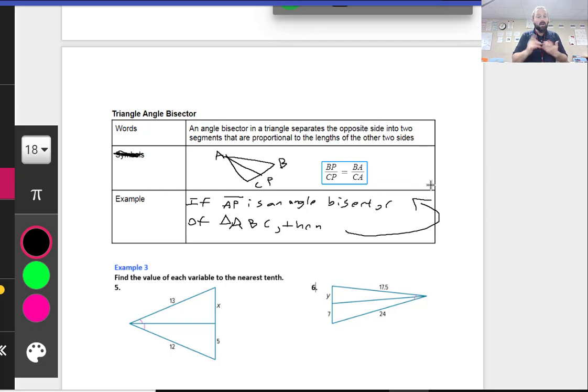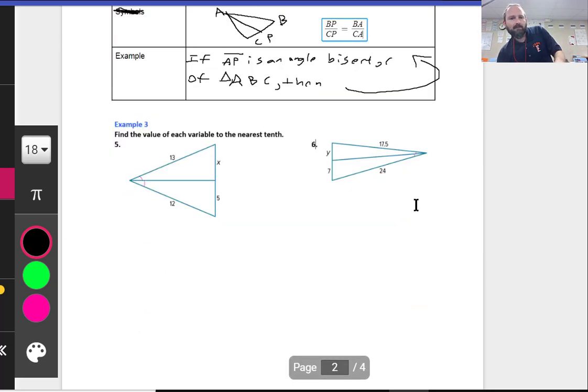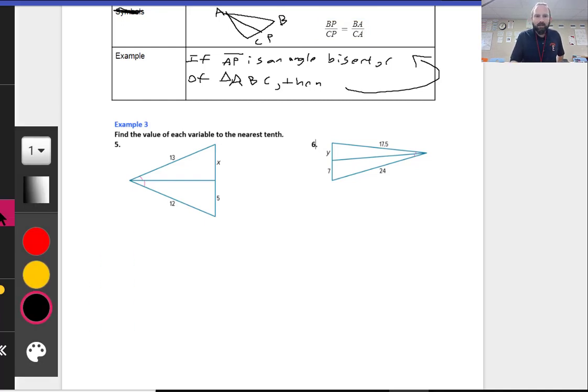All right, so let's do some work. Find the value of each variable to the nearest tenth. So this is example 3. We're going to go a little out of order on this. This is pretty much saying I can compare, let's put 13 on top. So 13 over 12 will equal x over 5. Now all I have to do is multiply by 5 on both sides. So let's do that.